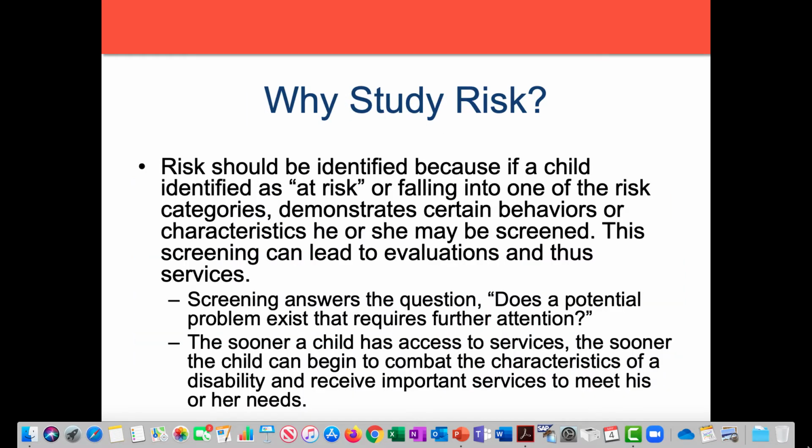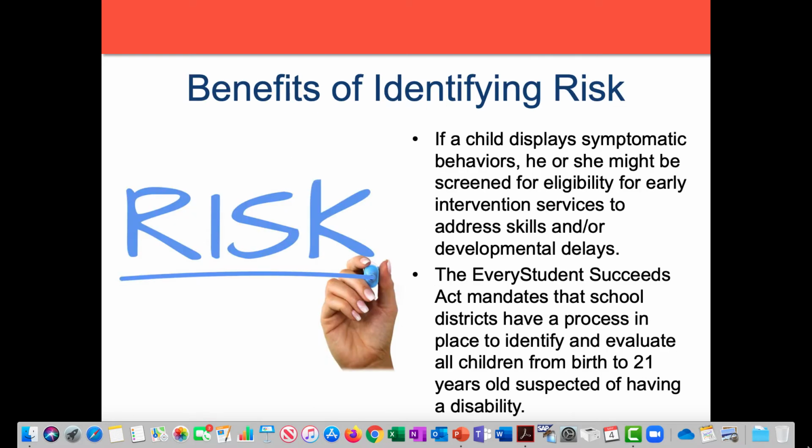Primarily for 2 reasons. One is screening, so that if a child is at risk, we can screen for disability, so that we can catch a potential problem. And the second reason is that the sooner we can identify whether or not the child is at risk, the sooner we can have the child access services. There are many benefits. Certainly, if we notice any symptoms or behaviors, we can provide services as early intervention.